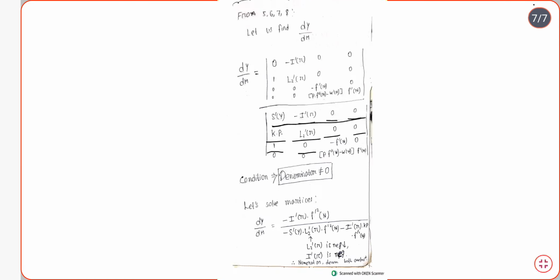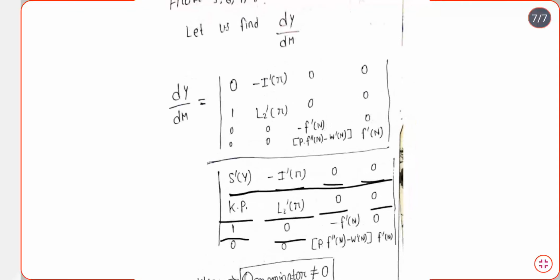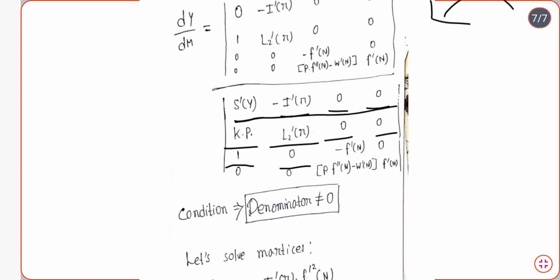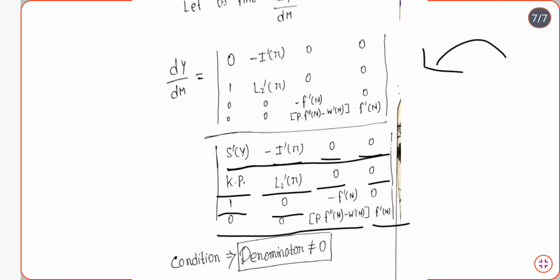Now del f by del n can be written as f dash n, and as in the equation, if we take it to the left hand side, it will become minus f dash n. Sorry, I was pointing in the wrong direction; it is minus f dash n here. Similarly, in the last equation we have just put the coefficients. Now that is the concept of how to form the numerator matrix.